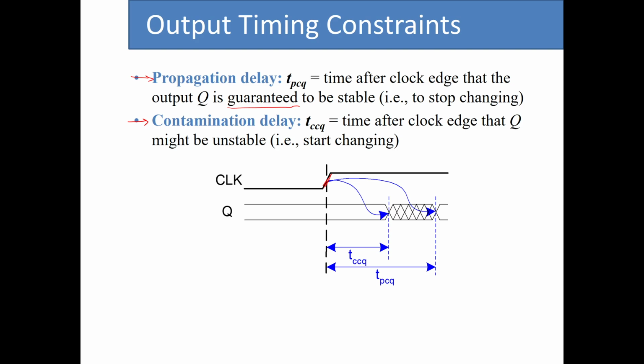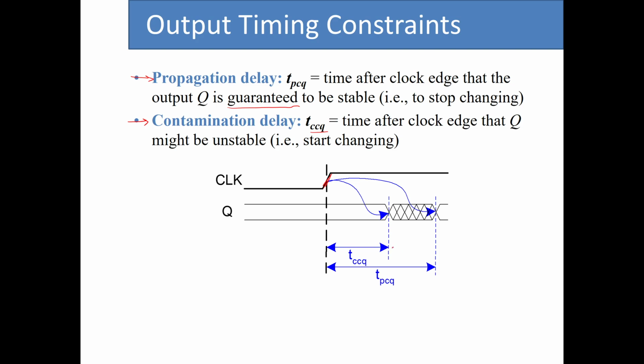For the contamination delay, we define it as TCCQ. Again, this is the contamination delay from the clock edge to the output Q. And this is defined as the time after clock edge that Q might be unstable. So during this period, the output Q might be unstable.